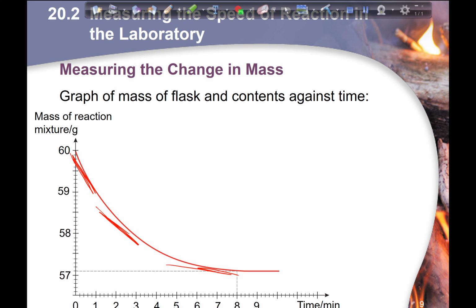Alright, so same explanation as the first part, but in this case it will be in terms of the mass loss. The gradient gets less steep, signifying that the speed of reaction is getting slower and slower. This is because the reactant has slowly been used up, until it reaches the horizontal plateau, which means that the reaction has stopped. In this case over here, the reaction has stopped at 8 minutes.